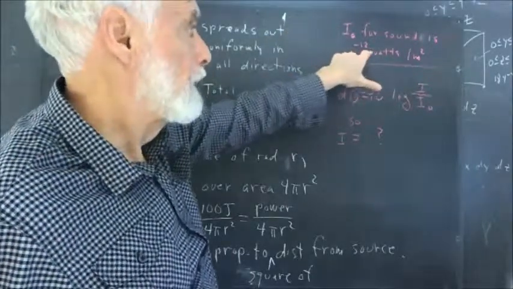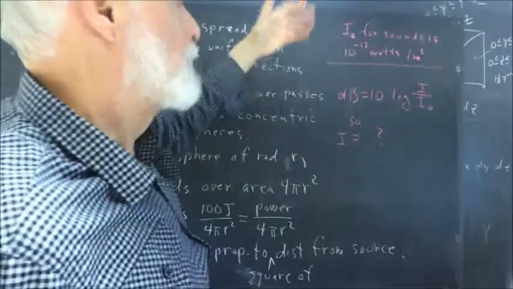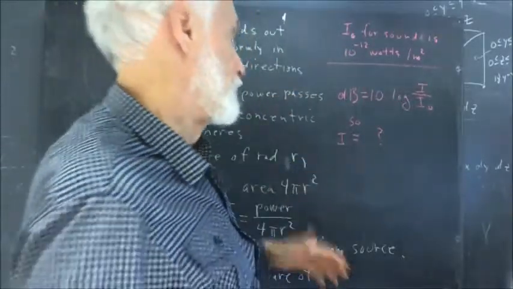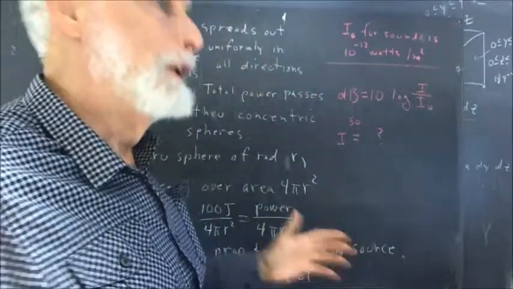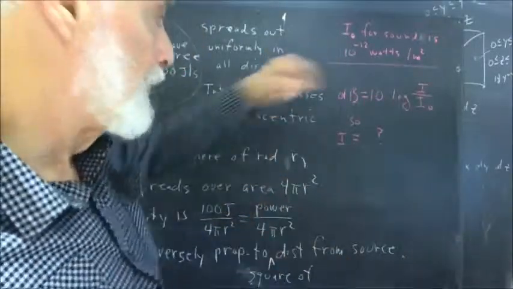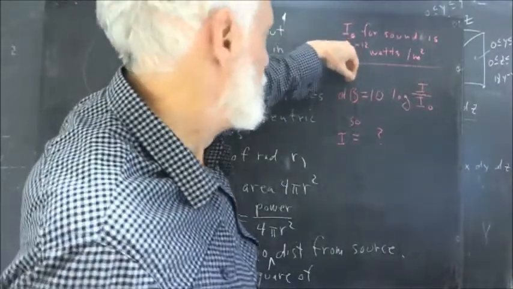Okay, 10 to the negative 12 watts per square meter, or say a watt spread over a trillion square meters, if you wish. A trillion square meters would be a million meters on a side, which would be 1,000 miles on a side. That's kind of interesting. Okay, did I do that right? You check me.